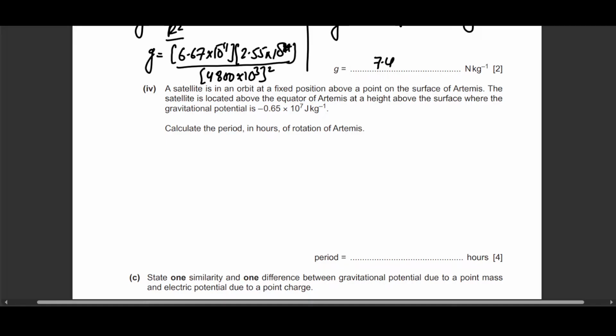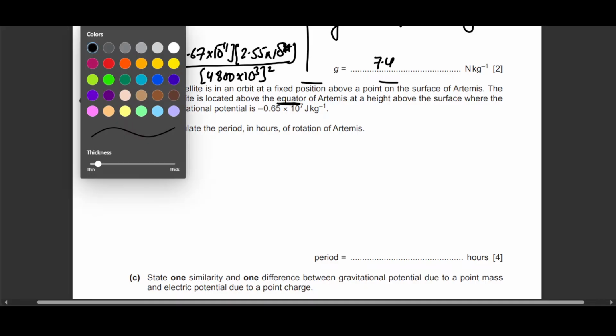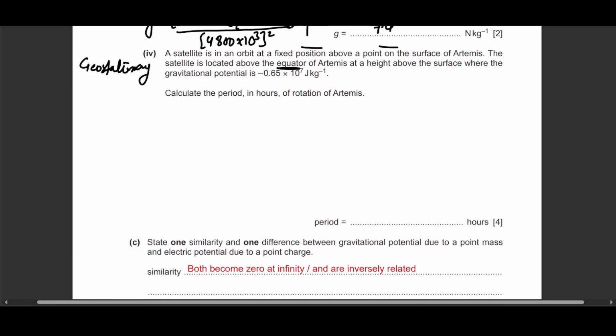In the next part, he says the satellite is in orbit on a fixed position above the equator. Now this question, when he says it is orbiting on a fixed position, most likely above the equator, that means the satellite is above the equator. This is the key word. It is most likely a question of geostationary orbit, right? And for that, I've also recommended to memorize a proof. So what we can do over here to calculate the period, it's a 4-mark question.